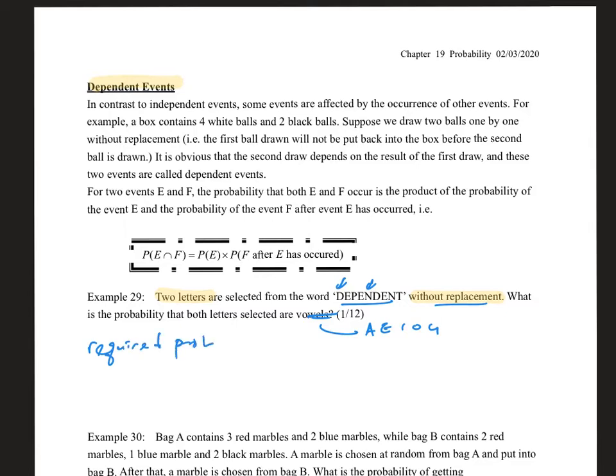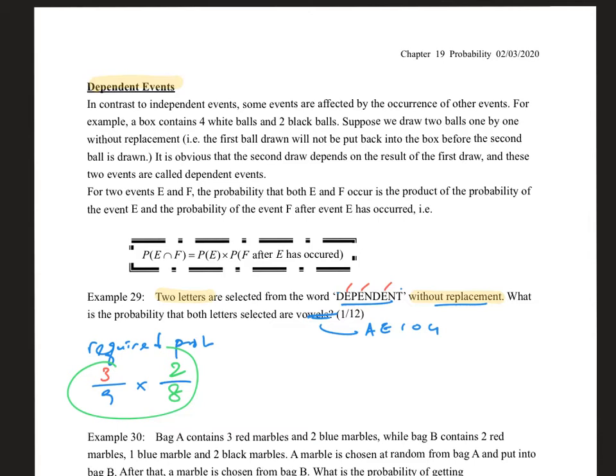Now you count the number of letters: 1, 2, 3, 4, 5, 6, 7, 8, 9. Nine possibilities are there. If you want to get vowels, let's see, you have E, E, E, totally 3, right? This is the first letter you're going to pick. After you pick one of them, there are only 8 letters left behind, and 2 E's left behind accordingly. So this is the situation of a dependent event.